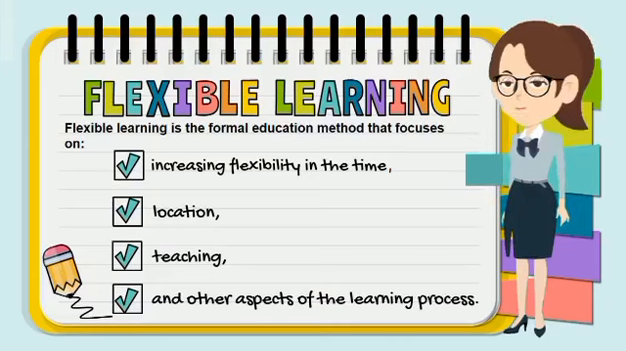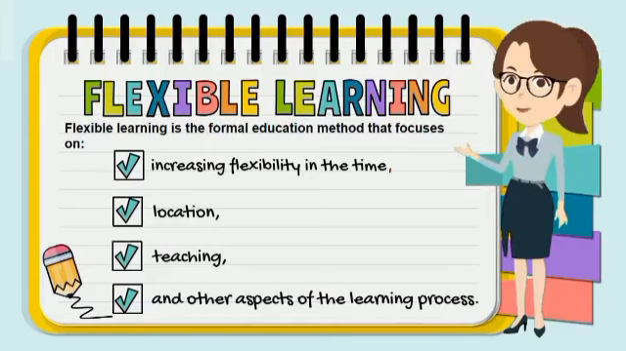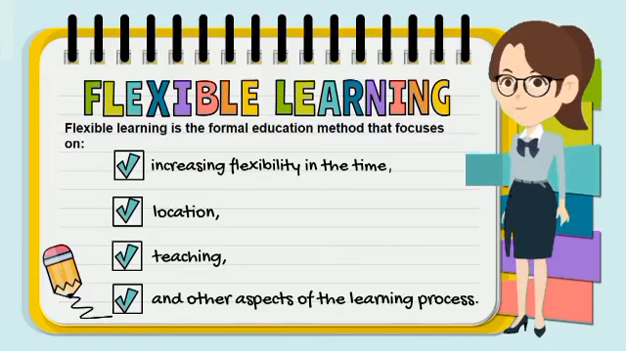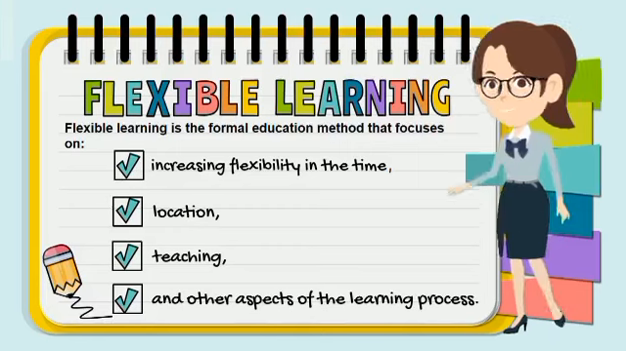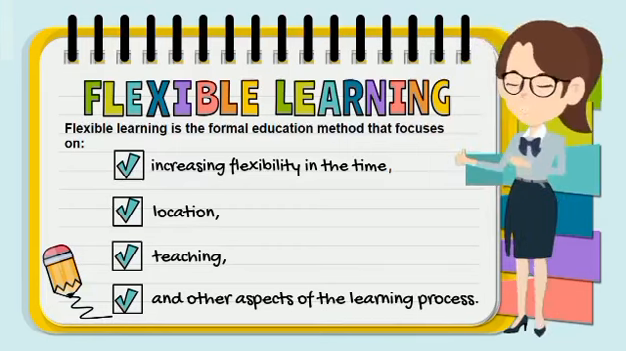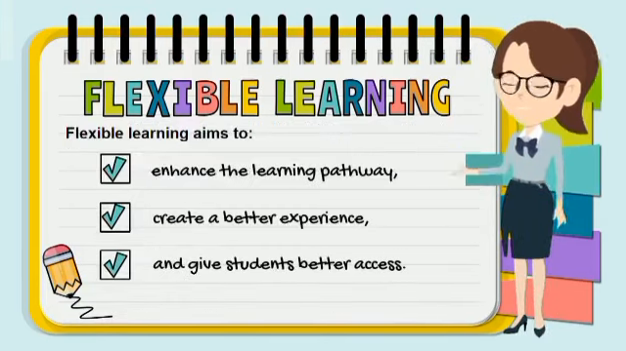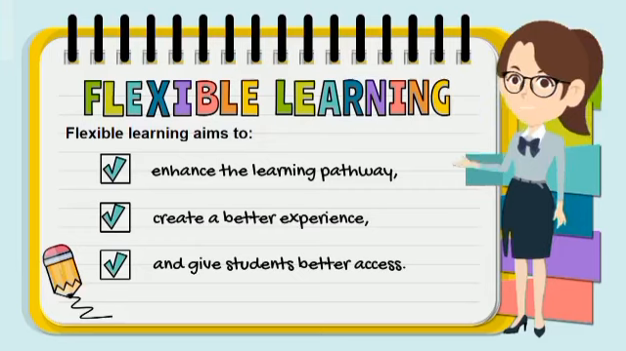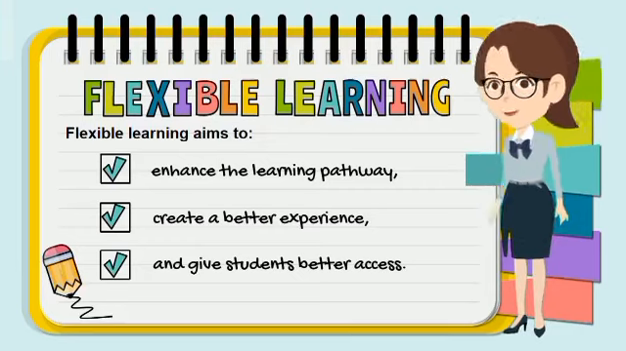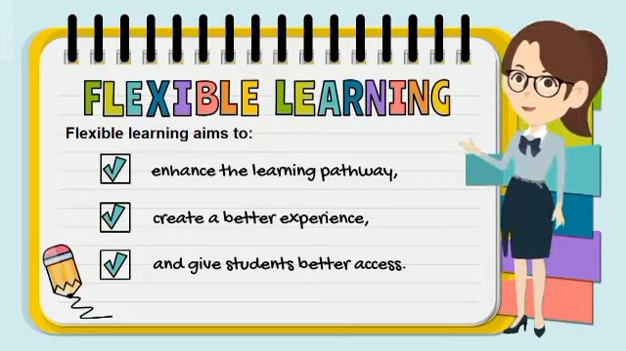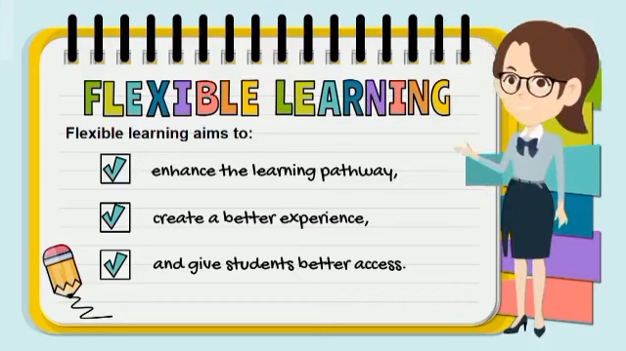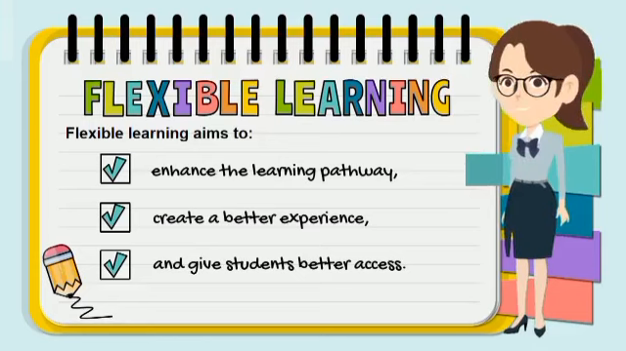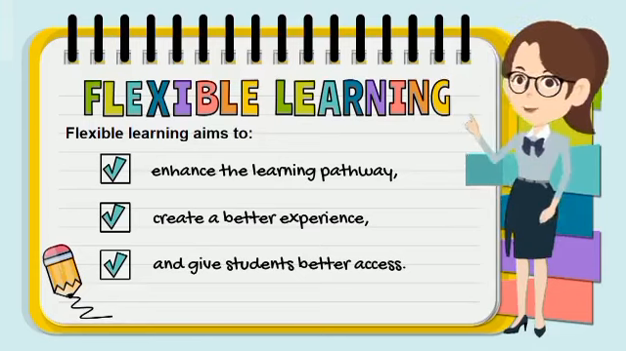Flexible learning is the formal education method that focuses on increasing flexibility in the time and location, teaching, and other aspects of the learning process. It is a method where students are given the liberty to choose how, when, what, and where they want to learn. Flexible learning aims to enhance the learning pathway, create a better experience, and give students better access. It allows us to decide how a physical space can be used, how students should be taught, and how much time is to be invested.